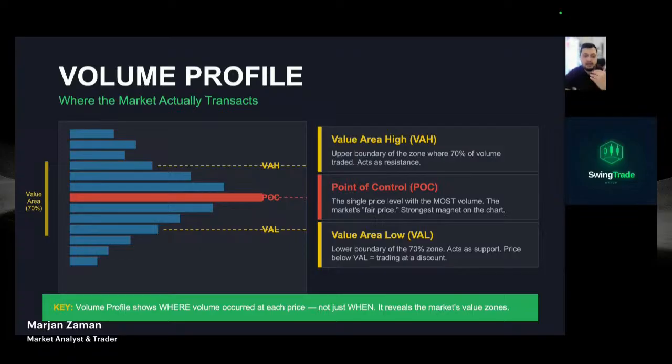But if you're going higher, the POC is holding, and the volume is increasing as you're going higher, then you can decide, this is where I want to go long.